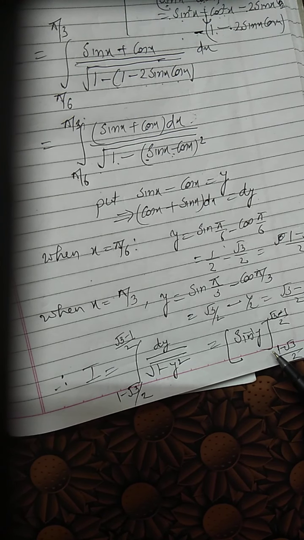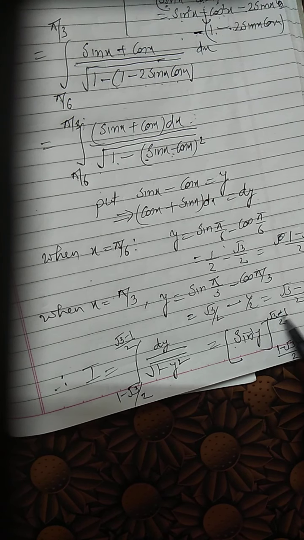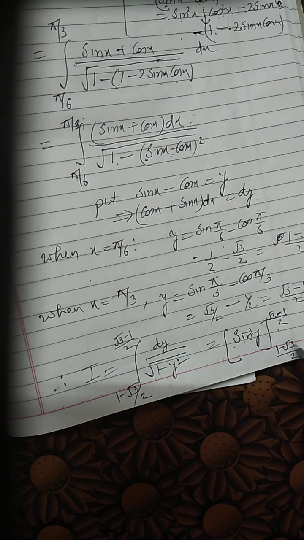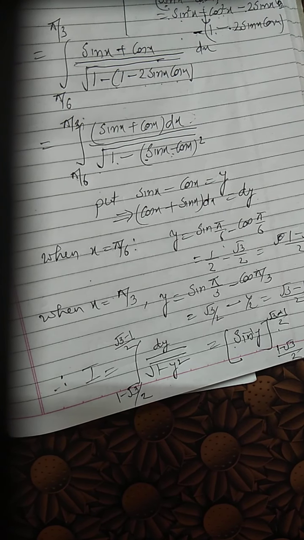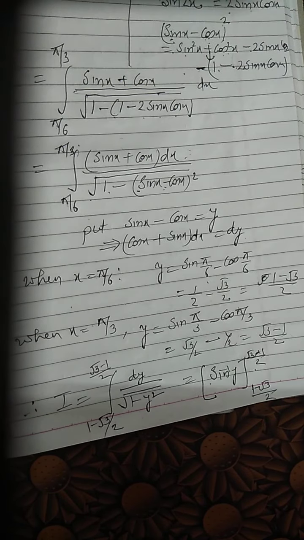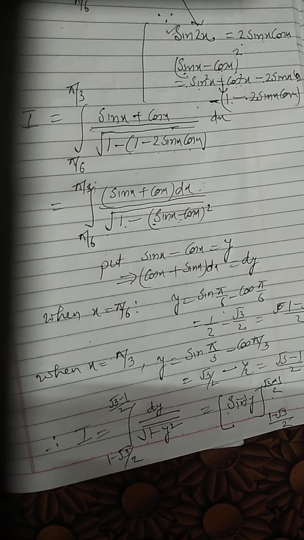So when you apply the limit, it will be sine inverse of root 3 minus 1 by 2 minus sine inverse of 1 minus root 3 by 2. So from the second term, if I just take the minus sign common, I will get 2 times of this thing. So let us complete the sum on the next page.